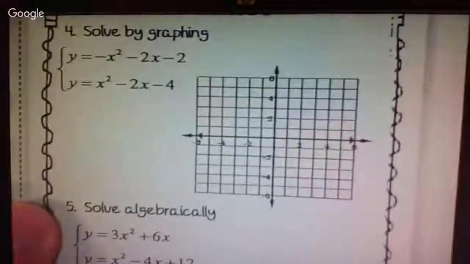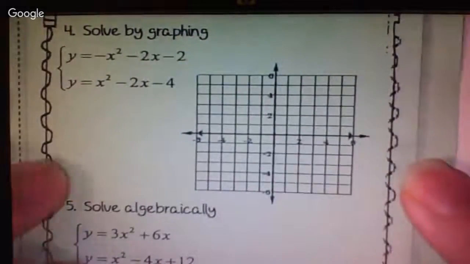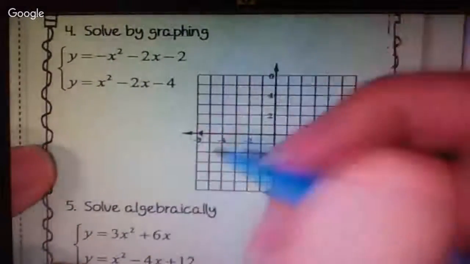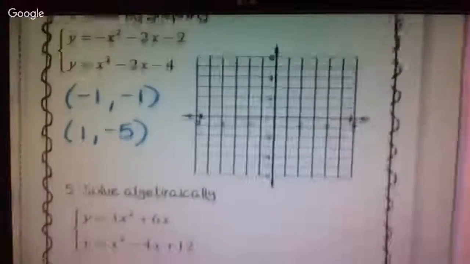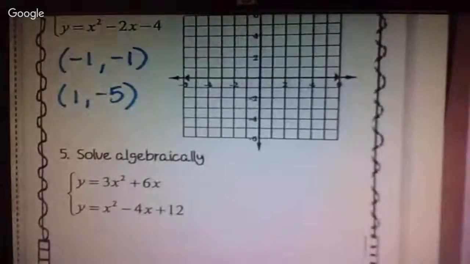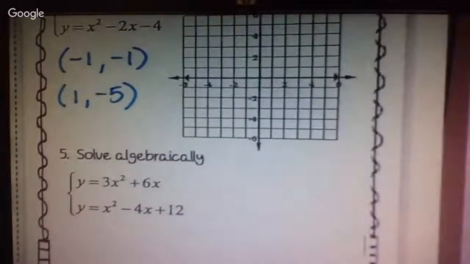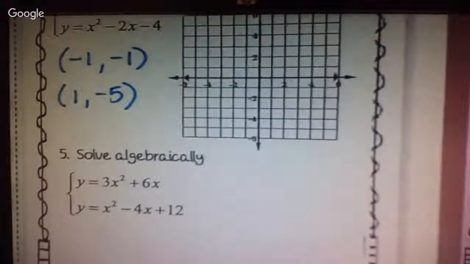67. Okay. Number 4. What did we get for number 4? -4. I got -1 and -1 and then 1. You got -1 and -1 and 1 and -5. Okay. For the first one, I got -2 and 4. Is this one wrong too?